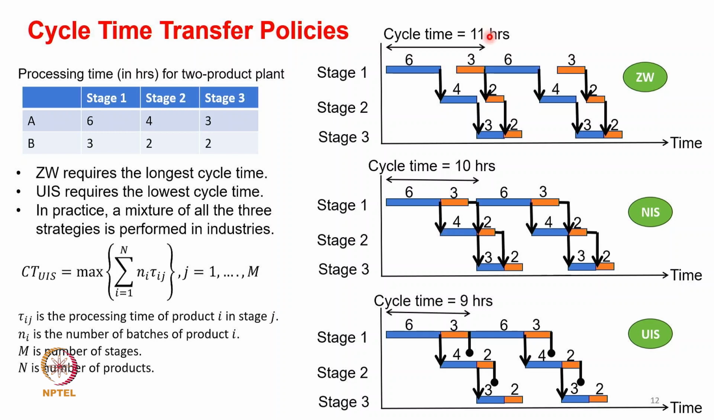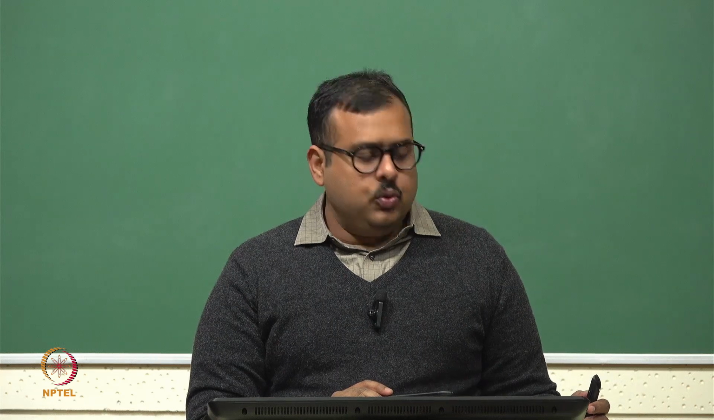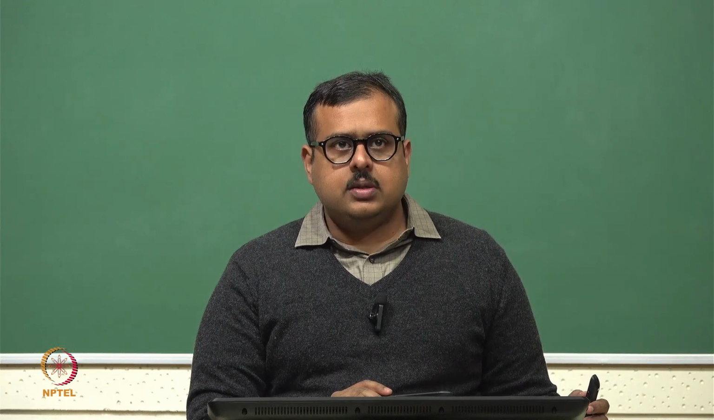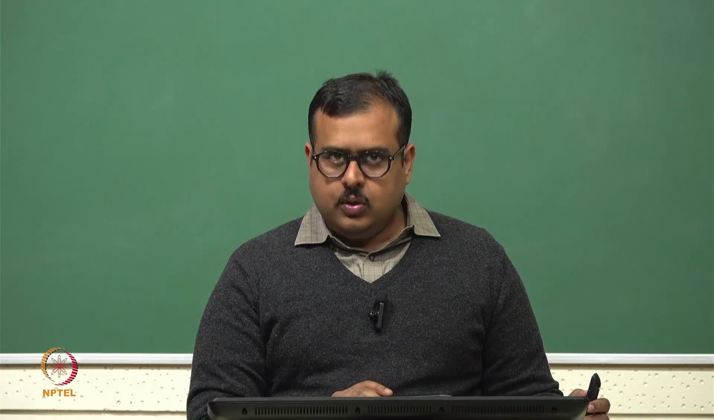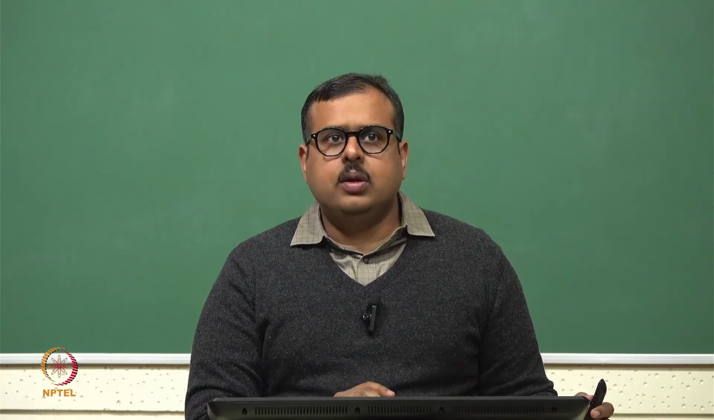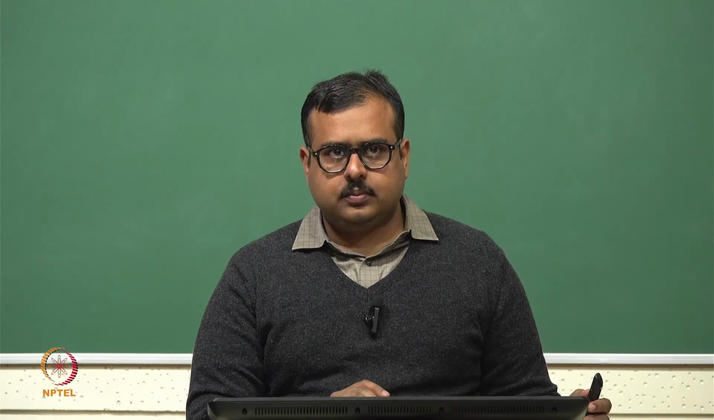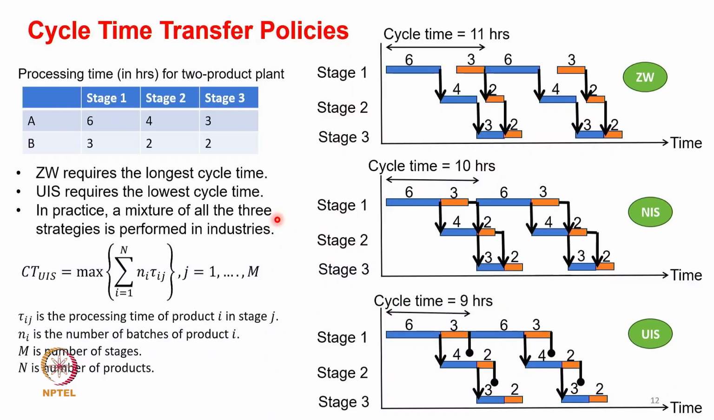So as a result, you can see 3 cases. Overall cycle time has been reduced from ZW to NIS to UIS. So that's what we are summarizing over here. Zero wait time requires longer cycle time. Unlimited intermediate storage, UIS, requires lower cycle time. In practice, a mixture of all 3 strategies is used.